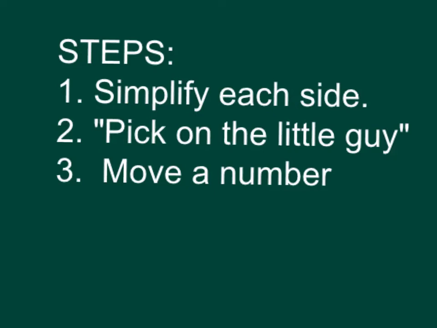Step 3, we move a number. So if we move the variable from left to right, we need to move the number from right to left. If we move the variable from right to left, we need to move the number from left to right. We take turns. They flip-flop the sides of our river.